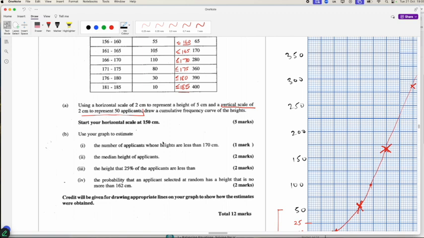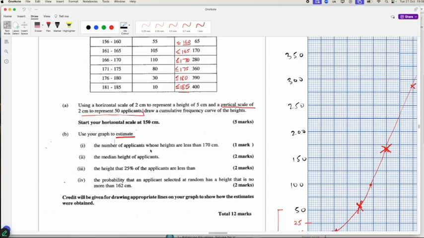So let's see, and whenever they do a cumulative frequency curve, they have lots of questions they can ask you based on the graph that you have to go to the graph to get, right? So use your graph to estimate, and you notice the word estimate here because they know that different students will get different answers. But all the answers will be around a certain range, yeah?